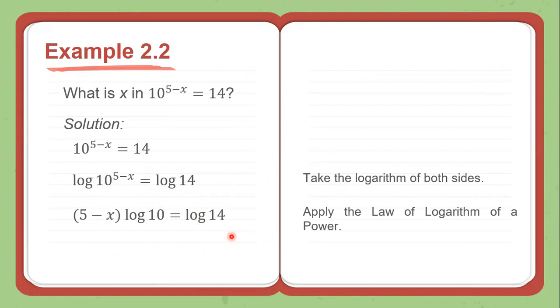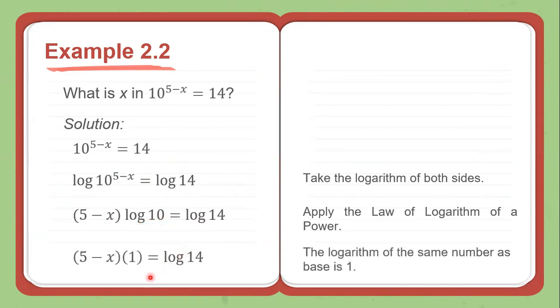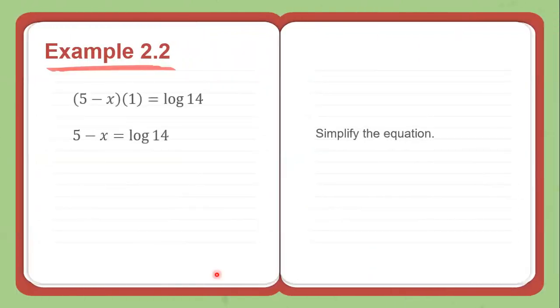Now, notice, class, that we are using here a common logarithm. That's why its base is equal to 10. And we know that one of the laws or properties of logarithm is that whenever the base and the power are the same, it is just equal to 1. That's why we will have 5 minus x times 1 is equal to the logarithm of 14. Simplifying it, we'll have 5 minus x is equal to the logarithm of 14.